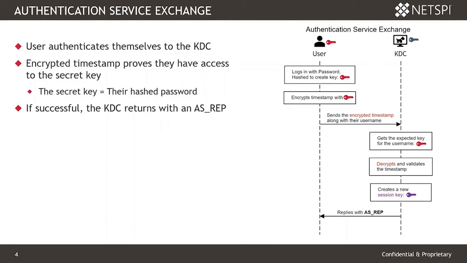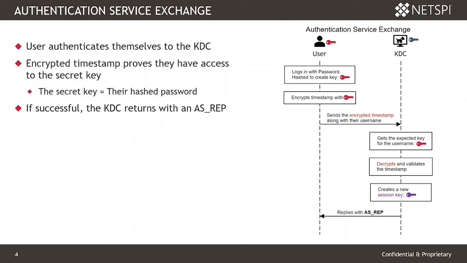The KDC receives this request, and it takes that incoming username to look up the expected secret key for that user, since it has a copy of everyone's secret key. Once it has the key for the user, it will decrypt the encrypted timestamp and check the result. If it was the right key, it can decrypt the timestamp and prove that it was correct. The KDC will approve and know that the timestamp must have been encrypted by someone who has the secret key. So it has to be the authentic user.